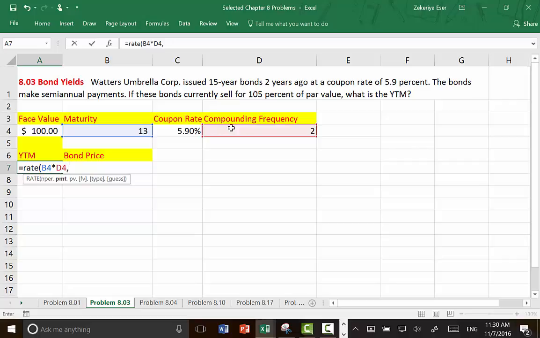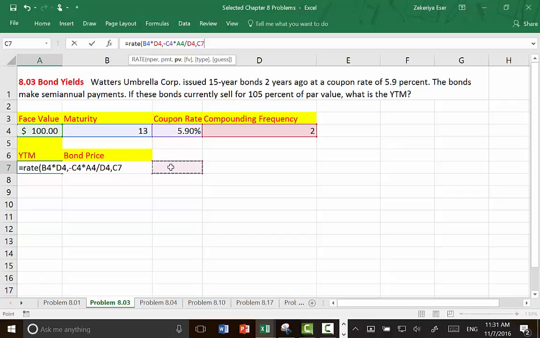Payment is the coupon amount, which is the coupon rate times the face value divided by the compounding frequency. We're going to put a negative in front of that. Next argument is present value, which is the price. It is right here, 105. And the final value, the face value, I'm going to put a negative in front of that.